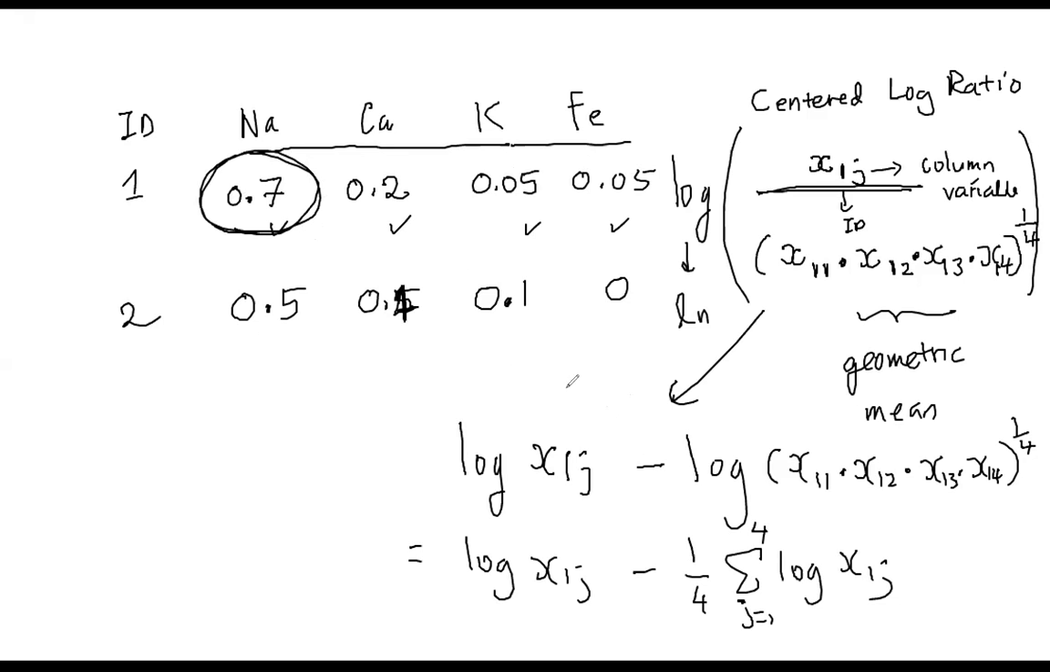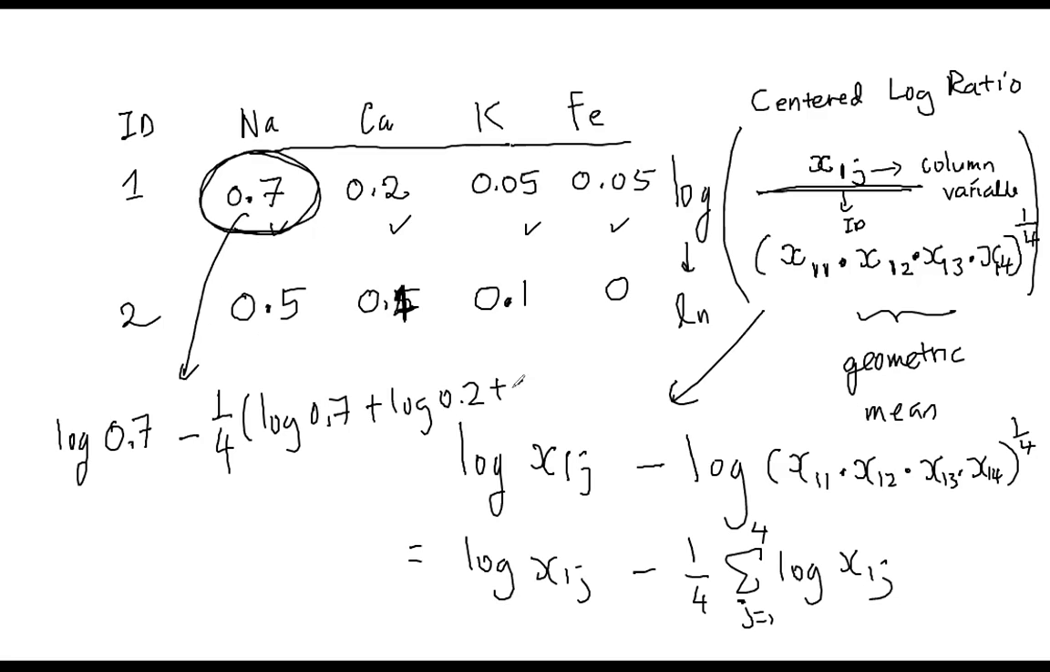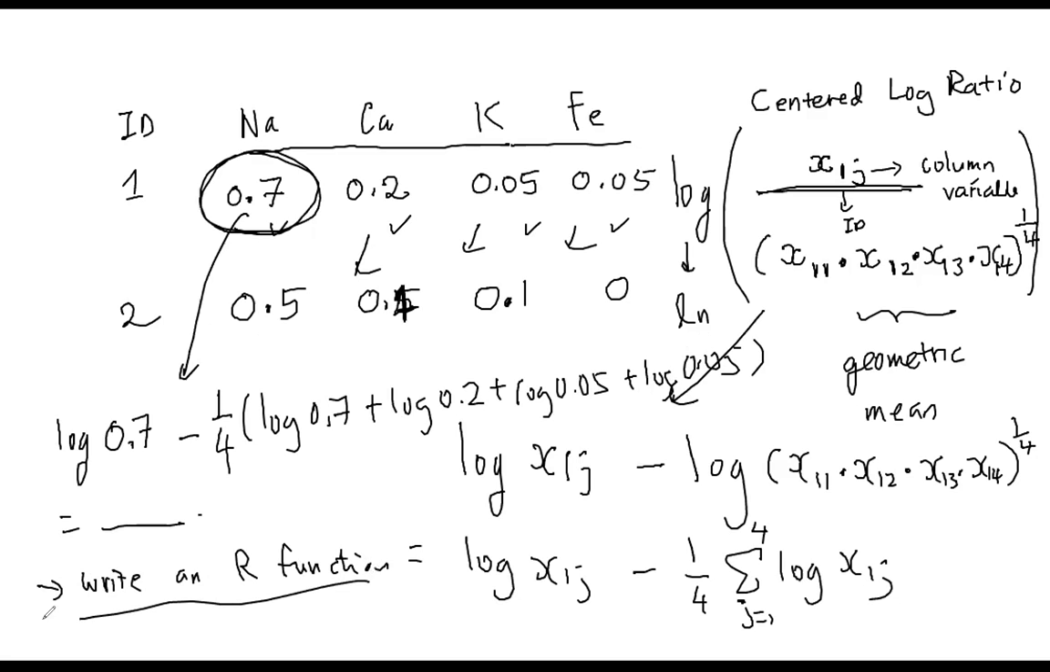This is actually quite easy to do. For example, over here, after the centered log transformation, it will be log 0.7 minus 1/4 of log 0.7 plus log 0.2 plus log 0.05 plus log 0.05. And you do that for every one of them. So what you should do is write an R function that will perform this centered log ratio transformation, for data processing.